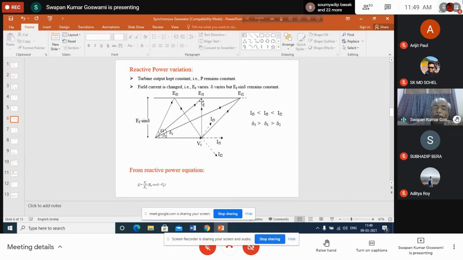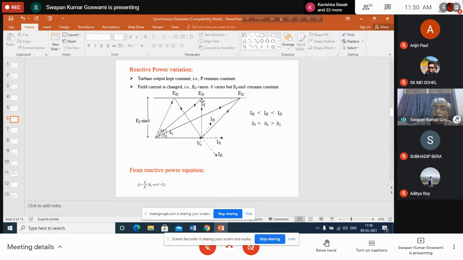Now if you increase the field current, keeping the value of EF2 sine delta2 the same as EF1 sine delta1, then what will happen? EF2 sine delta remains the same as EF1 sine delta, but because of the increased current, the EF vector has increased. If the EF vector is increased, EF cosine delta has increased. If EF cosine delta has increased, you see that Q will be increasing.